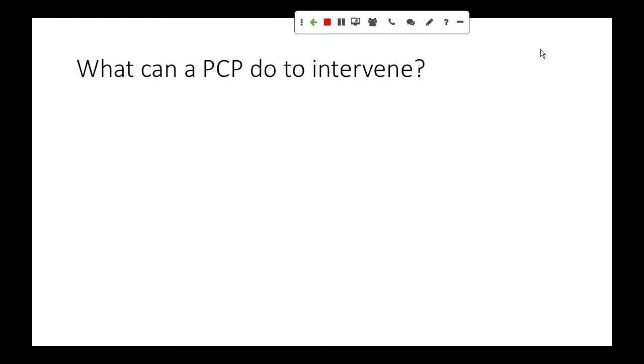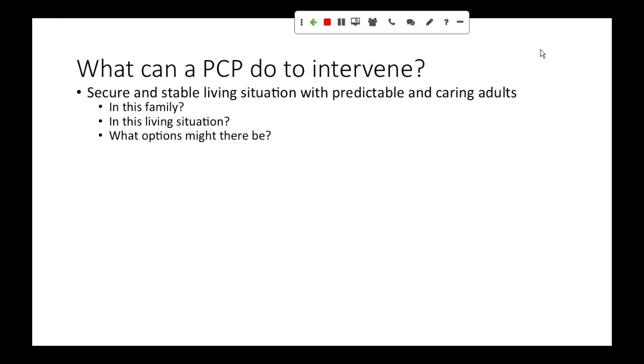So what does that mean you're supposed to do if some of those things come up? Well, the first thing to do is find out whether the family has a secure and stable living situation with predictable and caring adults. It may be in this family, it may be in this living situation, but there may also be other situations. So you may have to think about where could this youngster be that would stabilize that situation? How do we interrupt some of the less stable situations that we're going to see in our kids and families?